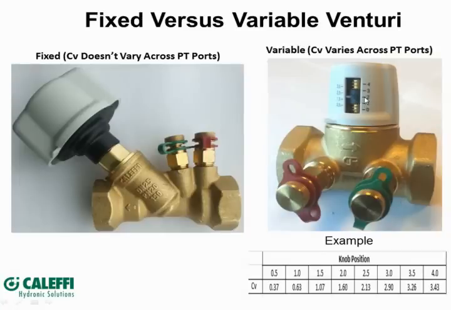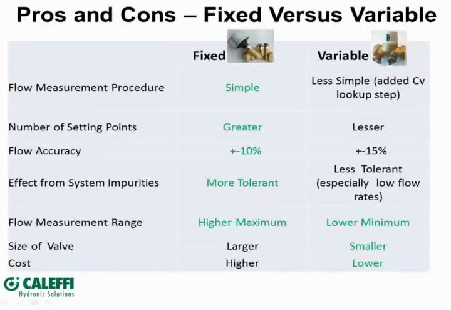So as an example, you can see we have a level 2 setting here on the knob, and we can go down to our chart for this valve and see that equates to a flow coefficient across the PT ports of 1.6. Now that has an effect on the balancing process that we'll get into by way of example. It makes it a little bit more difficult to balance this type of valve, which is probably a check mark on the disadvantage side of the valve.